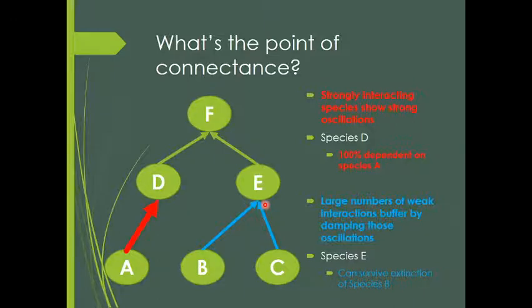And so when we bring this out into a whole food web context, the more connected a food web is, the more species are predicted to be able to survive those oscillations, or the fluctuations in one species shouldn't impact that much the whole entire food web.